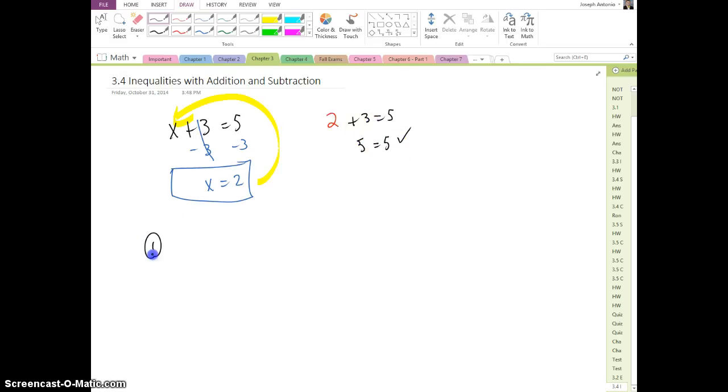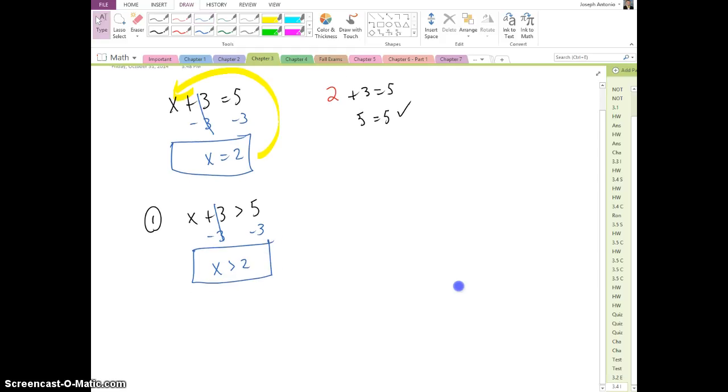Well, if we make this into an inequality, we would have x plus 3 is greater than 5. Now, you solve it the same way. We want to get x by itself. To undo the operation, we subtract 3 from both sides. Now we have x is greater than 2. What that means is any number greater than 2 we could plug in for x and it would work.